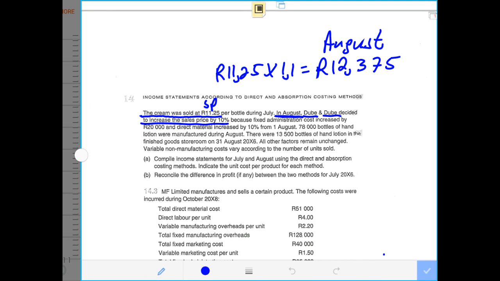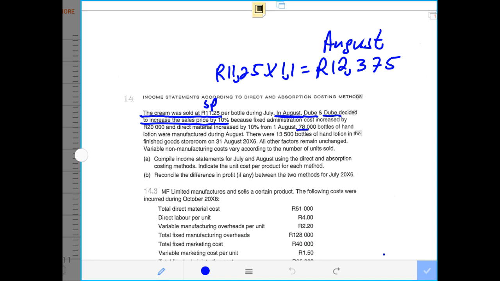Then it further says that direct material increased by 10%. So now that means our direct material must increase by 10% on the 1st of August, in the month of August, the year 2006. So now we have to increase our variable direct material cost by 10%. So I'll do that immediately when we do the total calculations.